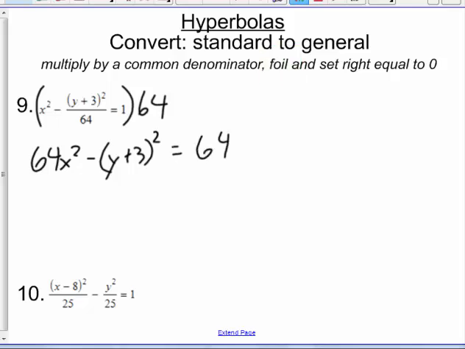We're just following kind of expanding laws. Do the math. We have something squared, square it. And it makes sense what we do when we are going from standard to general. So we're going to get 64x squared. So when we FOIL this, everything is going to switch signs.